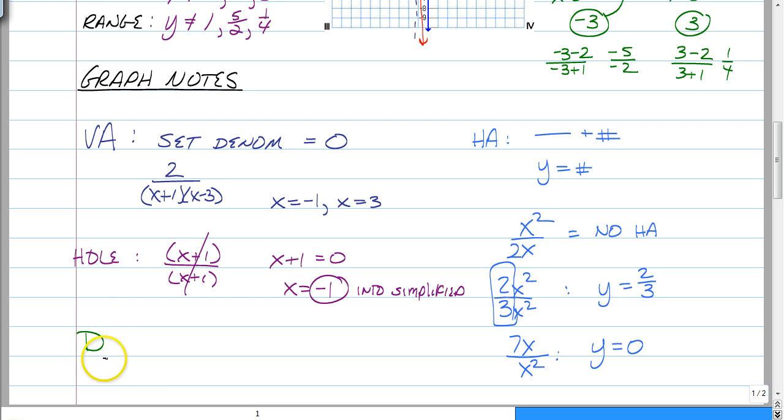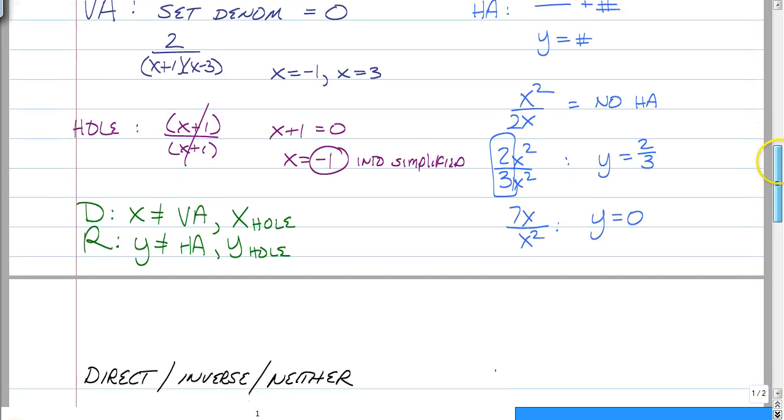Last, domain and range. Domain is always x cannot equal the vertical asymptotes or any x coordinates of your hole. And your range, y cannot equal any horizontal asymptote or the y coordinate of any hole that you have in that particular graph. Now, if you understand all these pieces, you have 4 graphs on the quiz. All you have to do is apply that to all 4 and you're good as gold. Okay? And of course, use your graphing calculator to graph the equation.